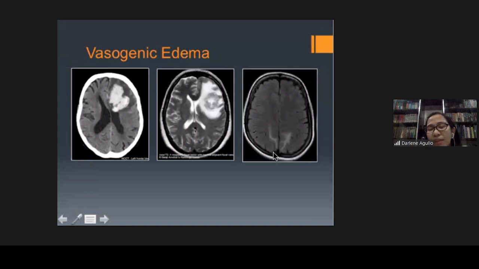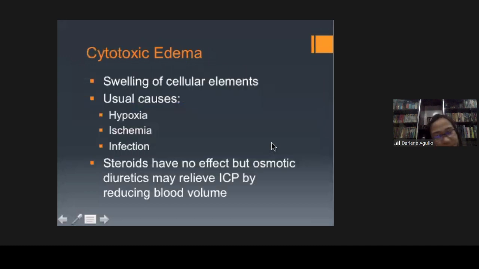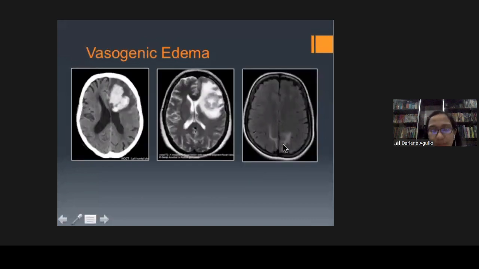You usually see this in patients with hypertensive encephalopathy. Okay? So patients having hypertensive urgency or emergency, meron silang bilateral occipital edema. Ito yung appearance on MRI. This is T2 FLAIR. Okay.